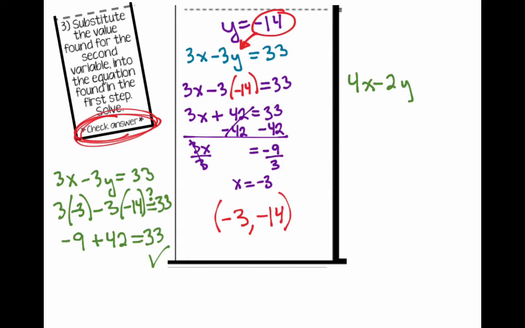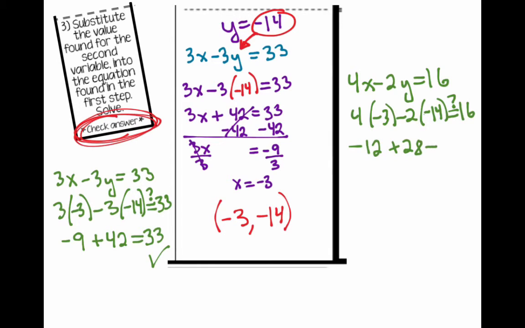Check with my second equation: 4x minus 2y equals 16. Plug in negative 3 for x, negative 14 for y. I think that should equal 16. Do the math. Negative 12 plus 28 does indeed equal 16. That is my solution. So negative 3, negative 14 is my solution to the system. Yay. All right, next one.